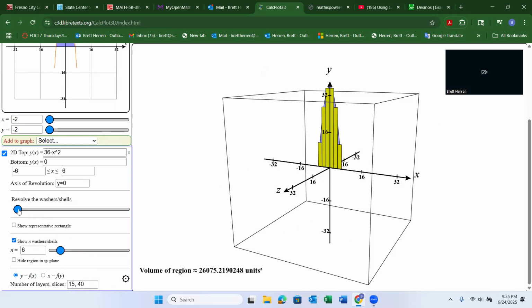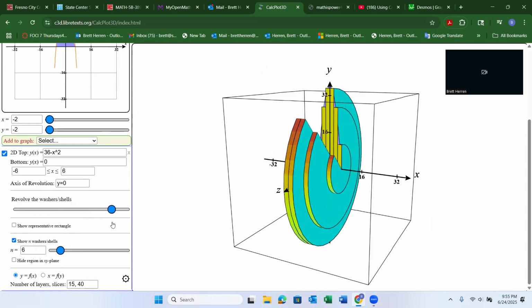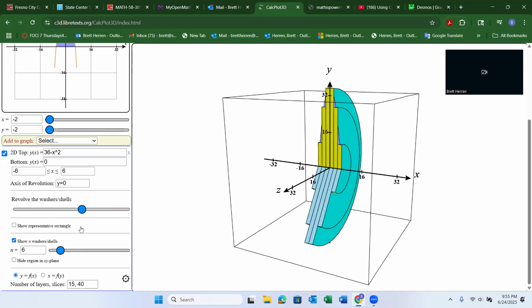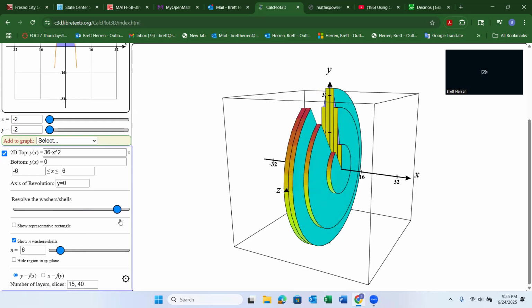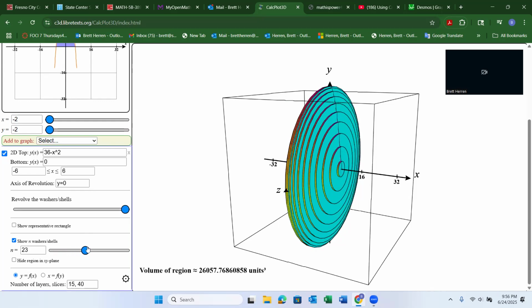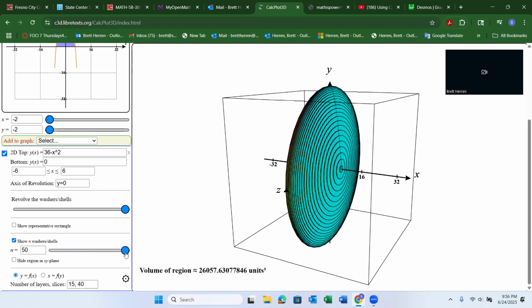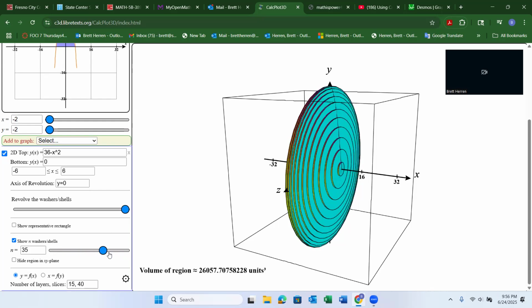Revolve the washer shells. So in this case, the washers, they're discs, really. There's the discs. We're going to fill up that three-dimensional shape with those disks. So we're going to calculate the volume of each of those disks, and then as n goes to infinity, as the number of disks goes to infinity, the disks get smaller and smaller, and we get closer and closer to the actual volume.